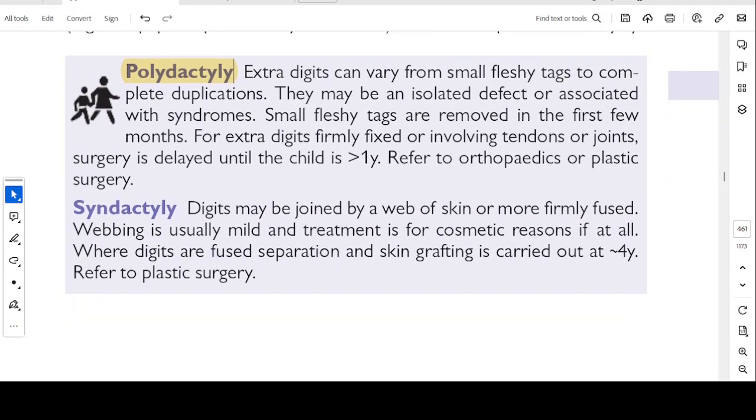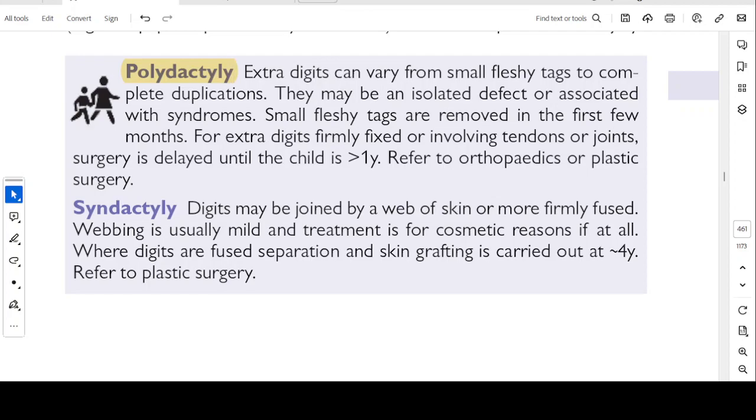Polydactyly. Extra digits can vary from small fleshy tags to complete duplications. They may be an isolated defect or associated with a syndrome. Small fleshy tags are removed in the first few months. For extra digits firmly fixed or involving tendons or joints, surgery may be delayed until the child is more than 1 year. Refer to orthopedics or plastic surgery.